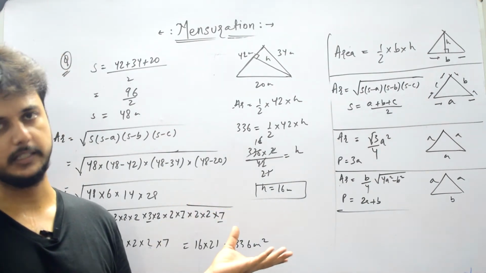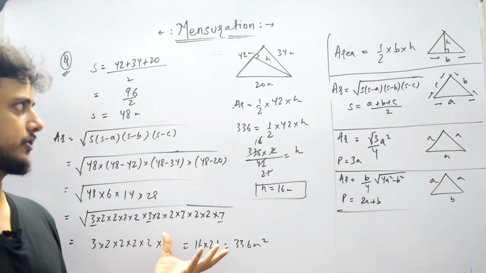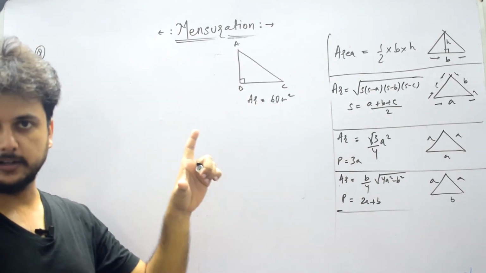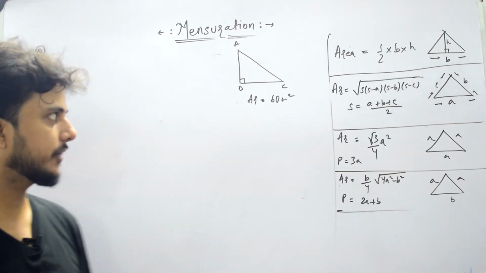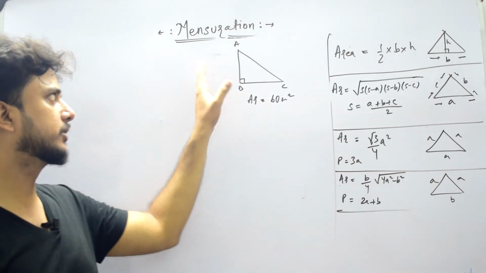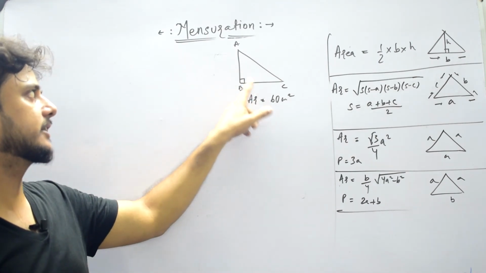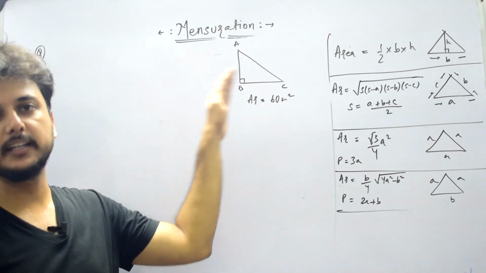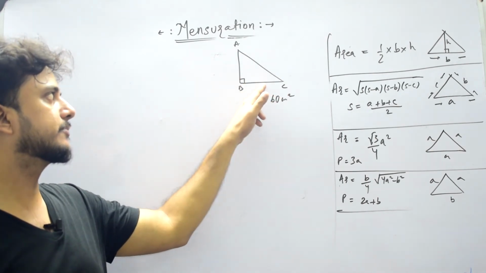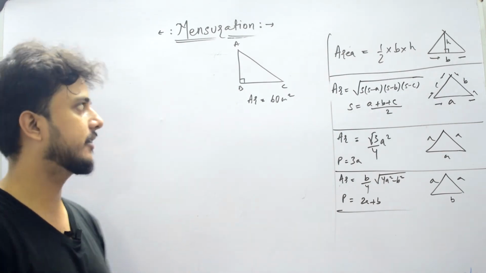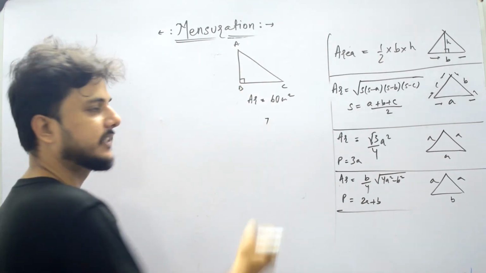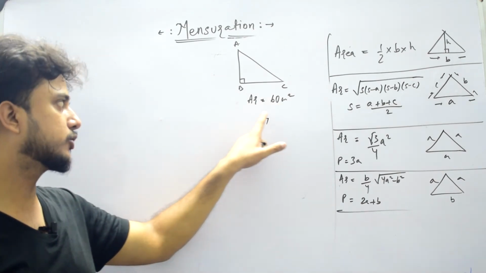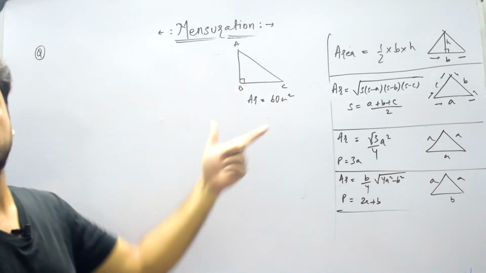So see this question, and then we will see some other questions. Now see, in this question, the question says this is a right angle triangle. I am not writing the question, I am simply explaining it. In this right angle triangle, the difference between the two sides containing the right angle is 7, and the area of this triangle is given as 60 centimeters square. So we have to find these two sides.